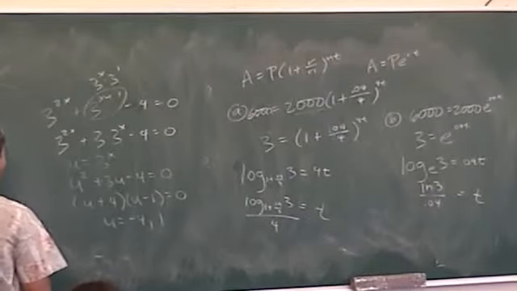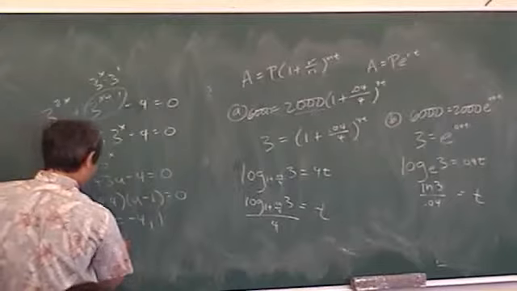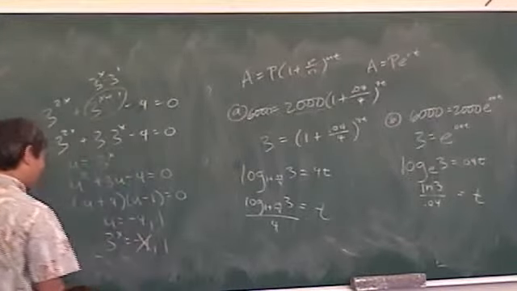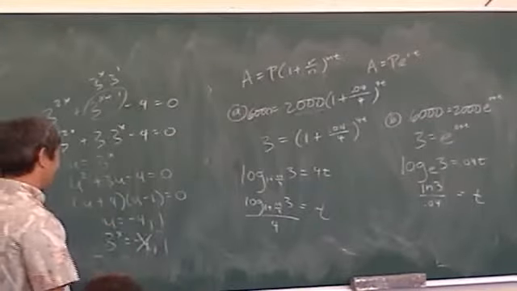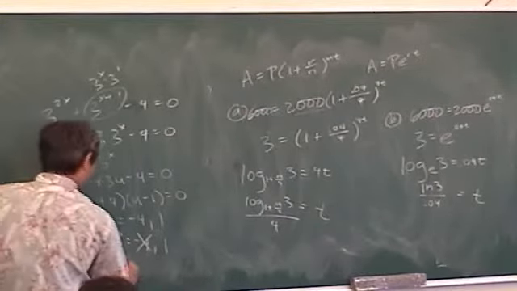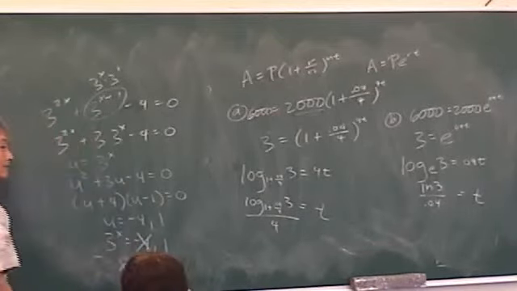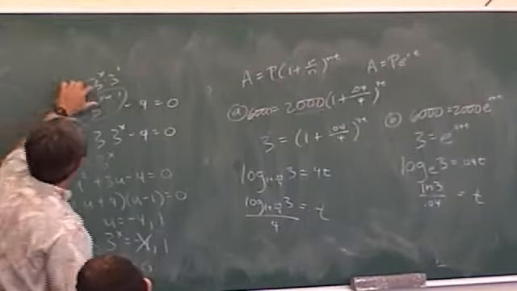No. Check. No, not check. You're going to resubstitute. 3 to the x equals negative 4 or 1. How come I cross out negative 4? Because you can't have a negative exponent. 3 to a power will never be negative. That's just ludicrous. So 3 to the what power equals 1? 0. Yeah, but tomorrow, I'm not going to make you do that extra step.